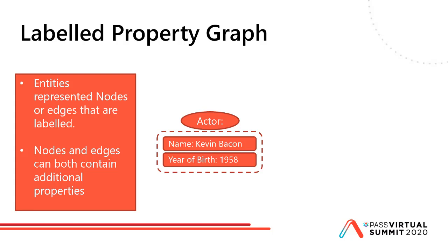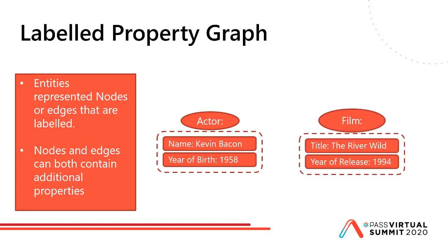We would then do the same for The River Wild, this time adding a node of type film, and the properties of a title, which would be The River Wild, and the year of release, which would be 1994. With these two nodes now created, we can then add a relationship between the two, with a label of acted in. In addition to the label of the edge, we can also add properties to the relationship. Here we will add the character that Kevin played in the film, which was Wade.